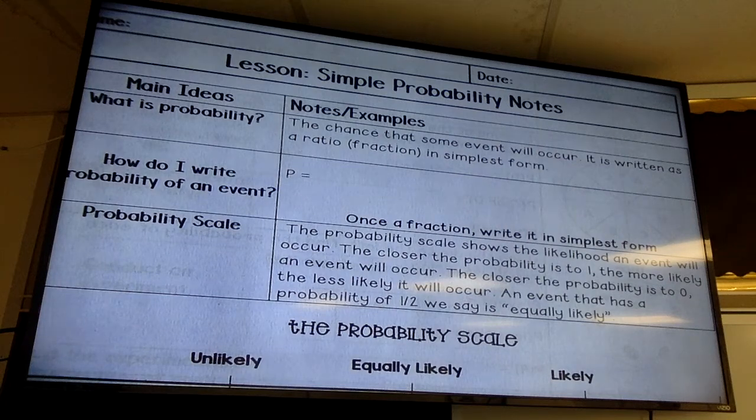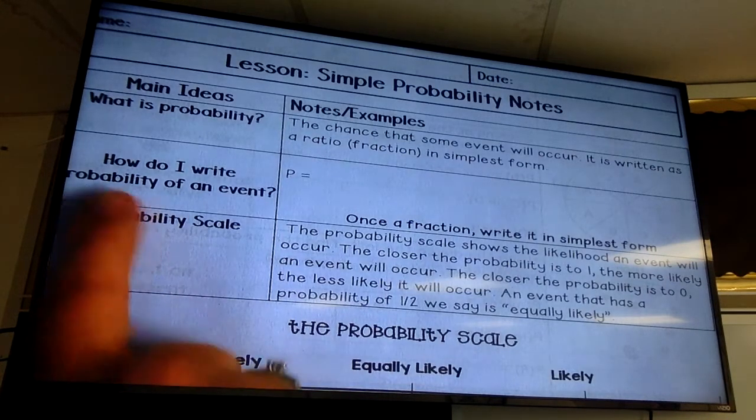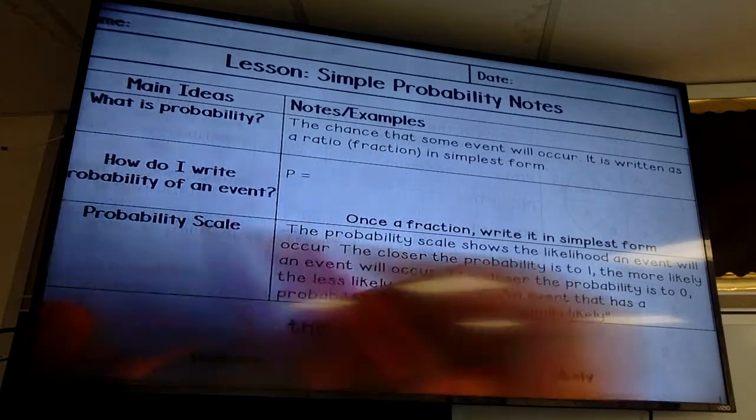All right, guys, these are the notes for simple probability. So, what is probability? Probability is the chance that some event will occur. It is written as a ratio or a fraction in simplest form. How do I write the probability of an event?